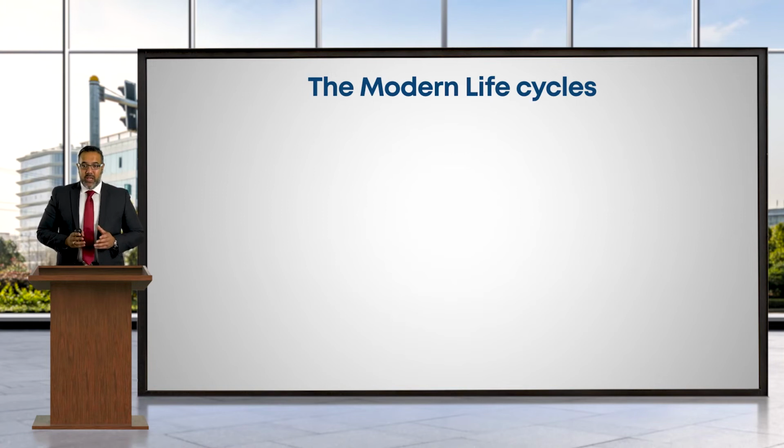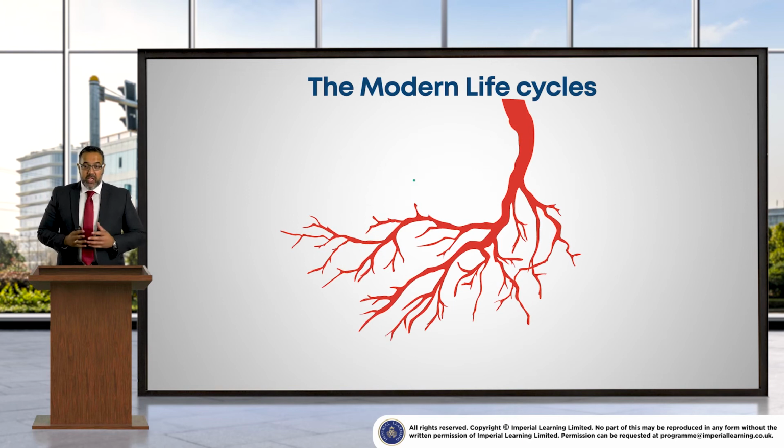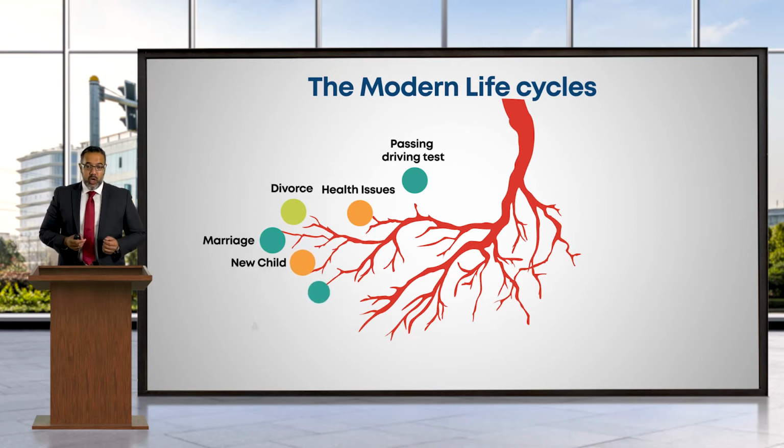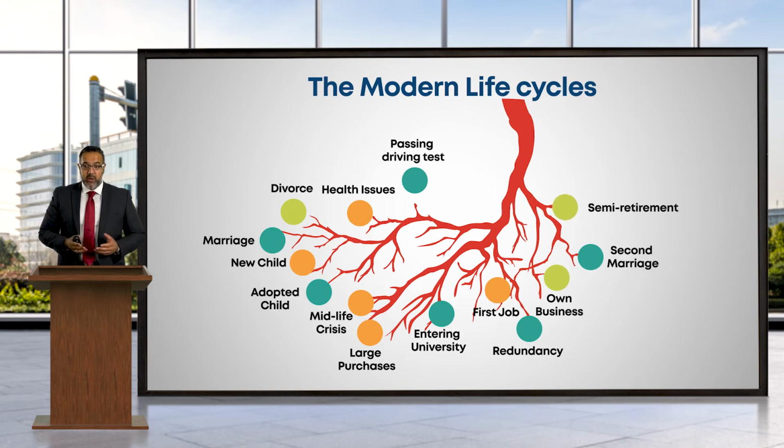Instead, we should be categorizing customers by events, such as, in no particular order, passing a driving test, health issues, divorce, marriage, a new child, an adopted child, a midlife crisis, purchase of a 1000cc motorbike, entering university, their first job, redundancy, setting up their own business, a second marriage, semi-retirement. And going forward, I think each customer does need to be categorized accordingly. Nobody should be looked upon as the same as any other client.